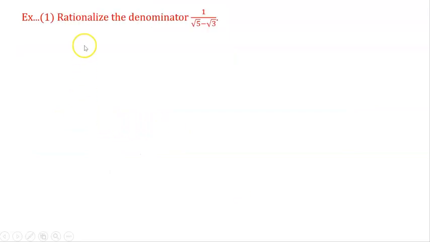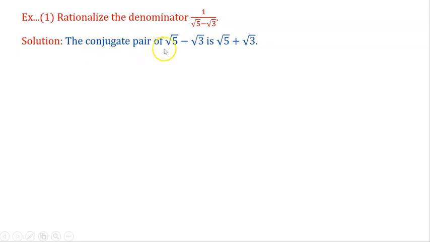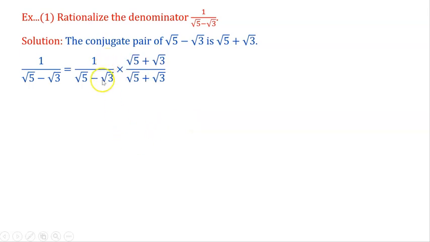Now see this example. Rationalize the denominator 1 upon root 5 minus root 3. The conjugate pair of root 5 minus root 3 is root 5 plus root 3. Multiply the numerator and the denominator by root 5 plus root 3. Then you will get 1 into root 5 plus root 3, which is root 5 plus root 3, and in the denominator root 5 square minus root 3 square.